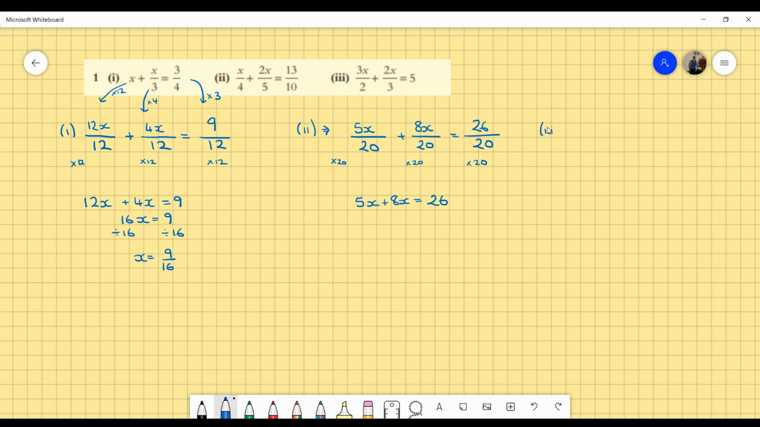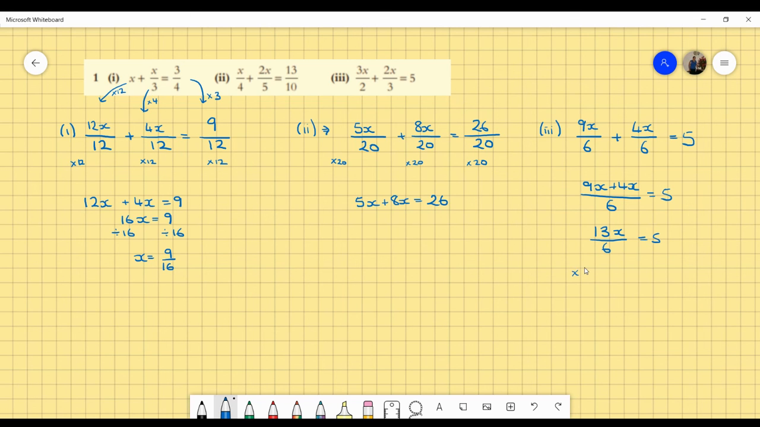And then part 3, again, I want a common denominator. So I haven't got a fraction on the other bit. So I'm just going to focus on getting these two as a common denominator, which will be 6. So I've multiplied the first one through by 3, so I'll get 9x. I've multiplied the second one through by 2, so it'll be 4x. I can then simplify my numerators by adding them together and give them that one common denominator. So I'll end up with 13x over 6 equals 5.